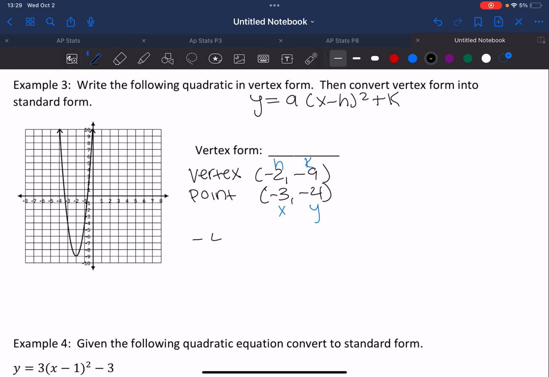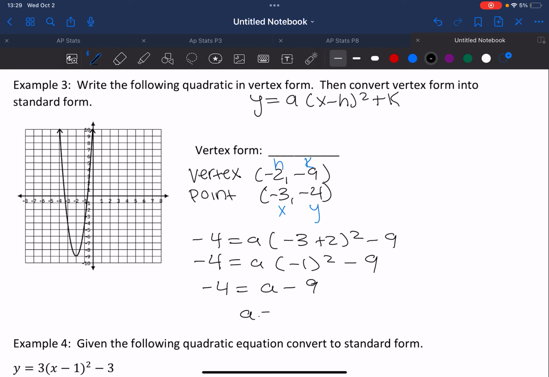So I have -4 is equal to a(-3 plus 2) squared minus 9. -4 is equal to a, which this turns into (-1) squared, minus 9. So this is -4 is equal to a minus 9. So a is equal to 5 once I add the 9 over. So that means in vertex form, I have the equation y is equal to 5(x plus 2) squared minus 9.